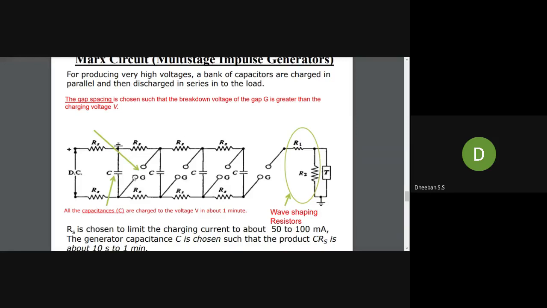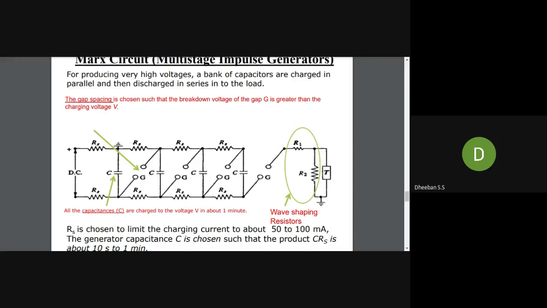The gap spacing must be such that it is able to generate a voltage higher than that of the supplied input voltage. Okay. So here, what they're saying is that all the capacitors are charged to the voltage V. They are taking an initial voltage as V in about 1 minute. So here they are giving the values, how they are choosing each and every value.